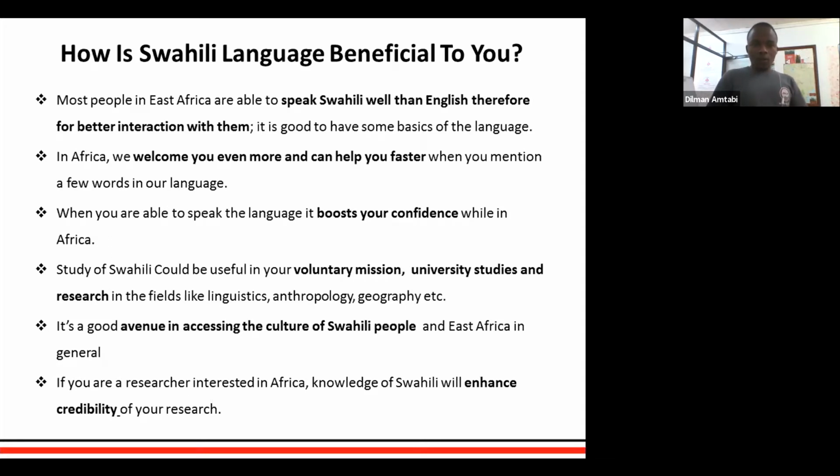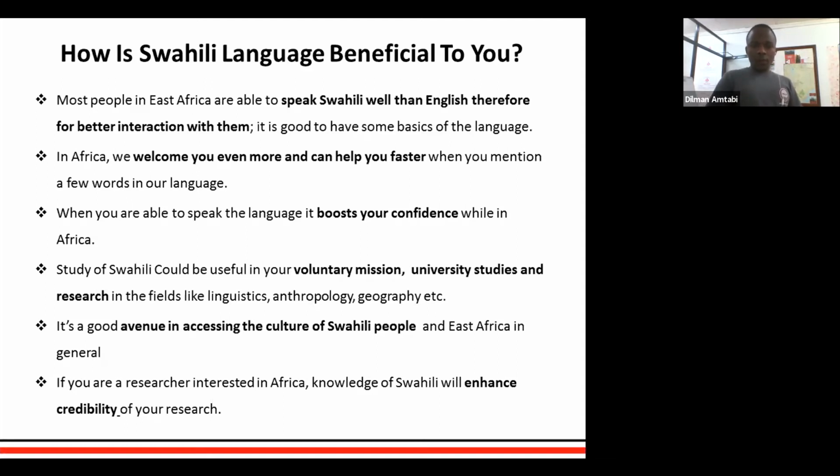Also, when you are able to speak the language, it will boost your confidence while in Africa. When you are handling the children, you are handling the people around, and you are able to speak some words in Swahili and even listen or hear what they are speaking in Swahili, then it will boost your confidence.